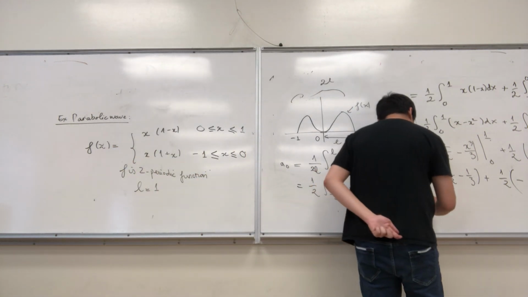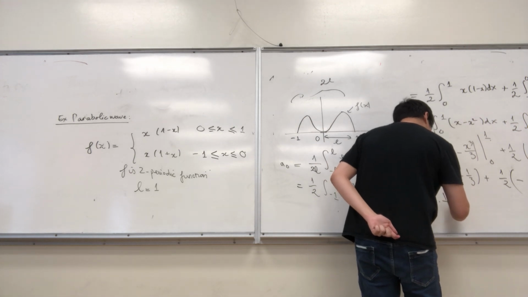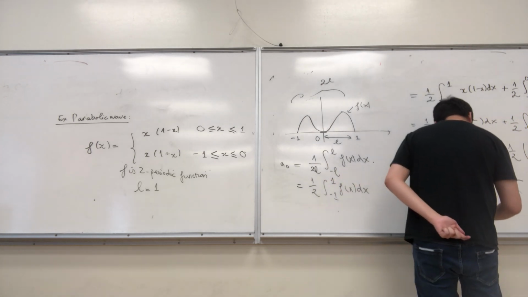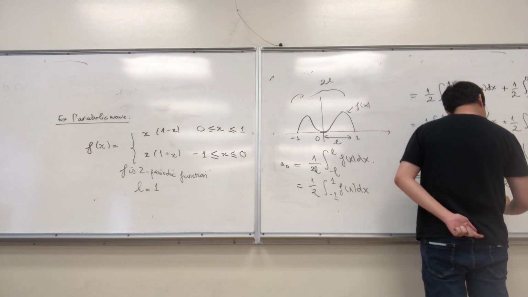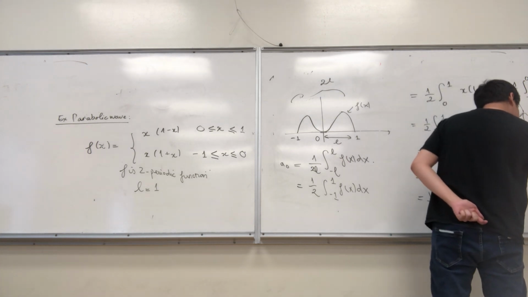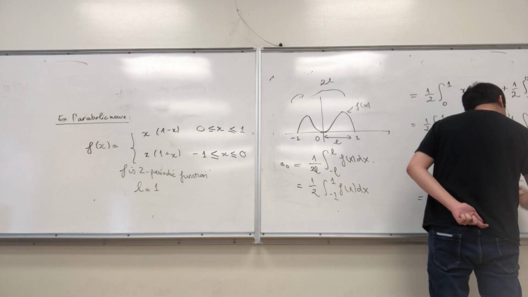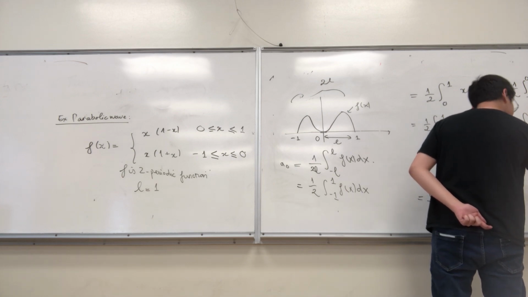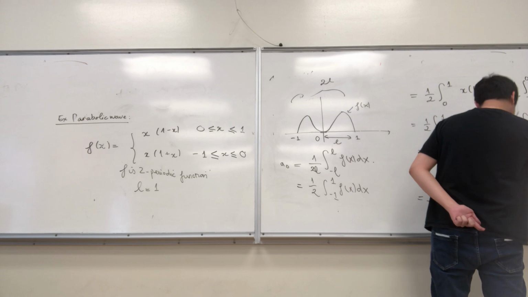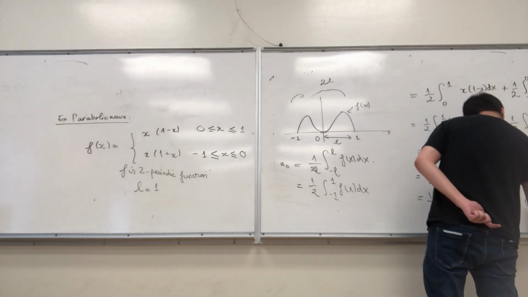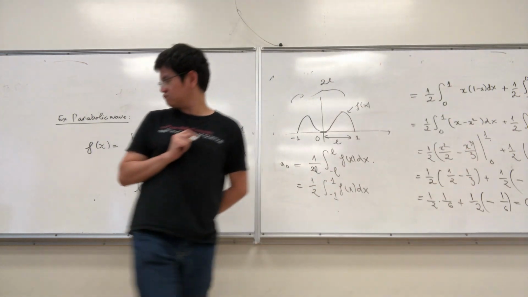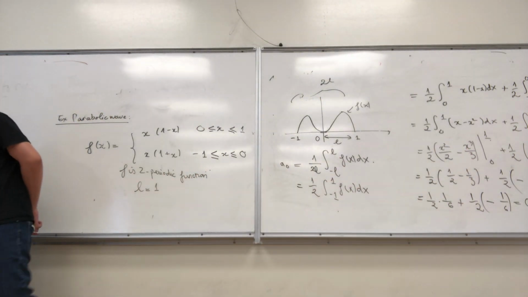So what I have is 1/2 times 1 over 6 plus 1/2. Here I have minus, here I have minus, so 1/2 minus 1 over 3 is minus 1 over 6. And this is 0, right? Did I make a mistake? No. Yes?